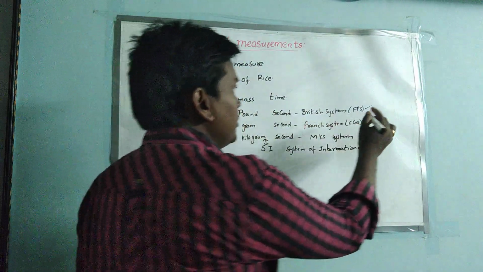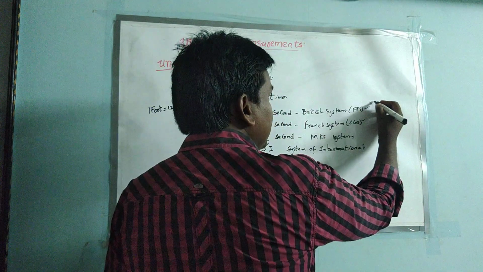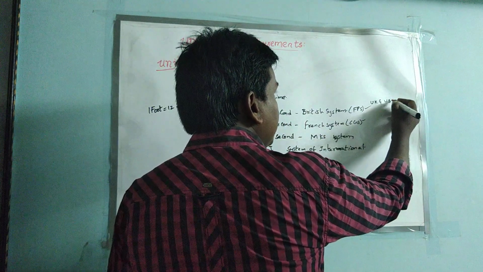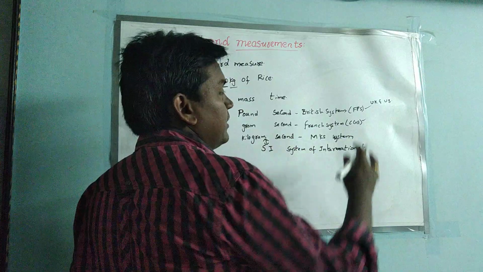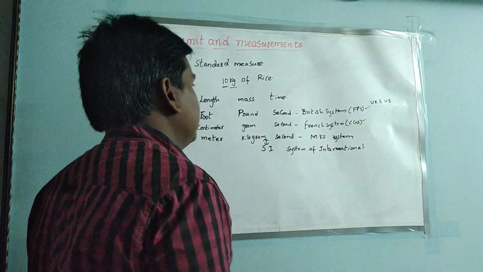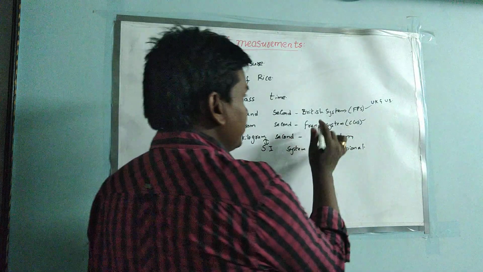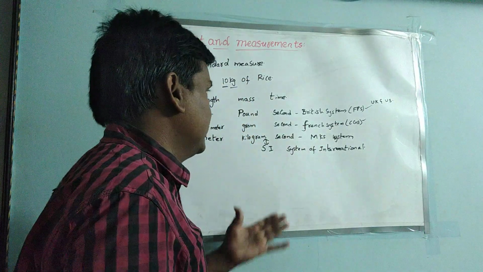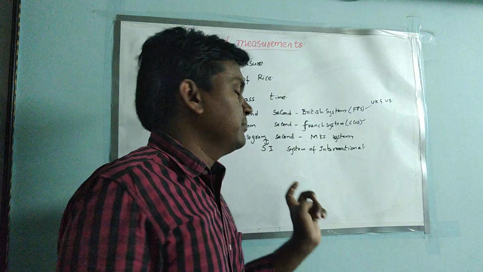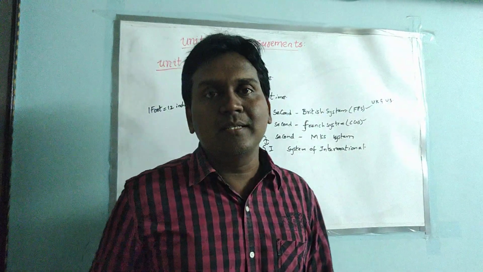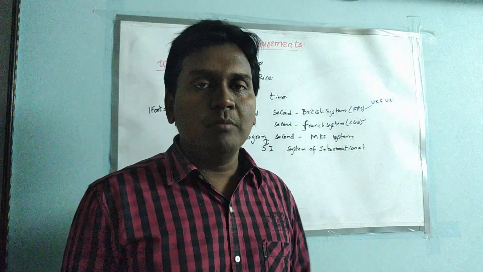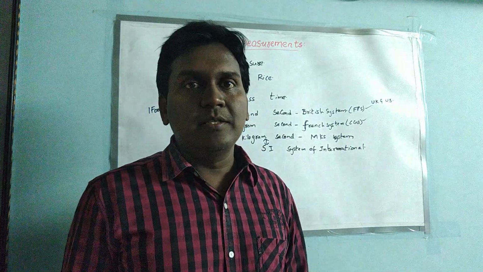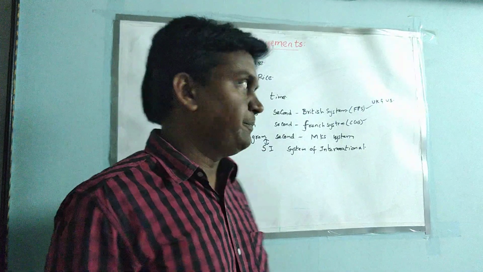This FPS is used by UK people and US people. Up to now they are following this FPS system. This CGS system is followed by the French people, and for the rest of the countries we can consider this MKS system, which is known as SI, Standard International. So almost all the people use this MKS system as a measurement system.